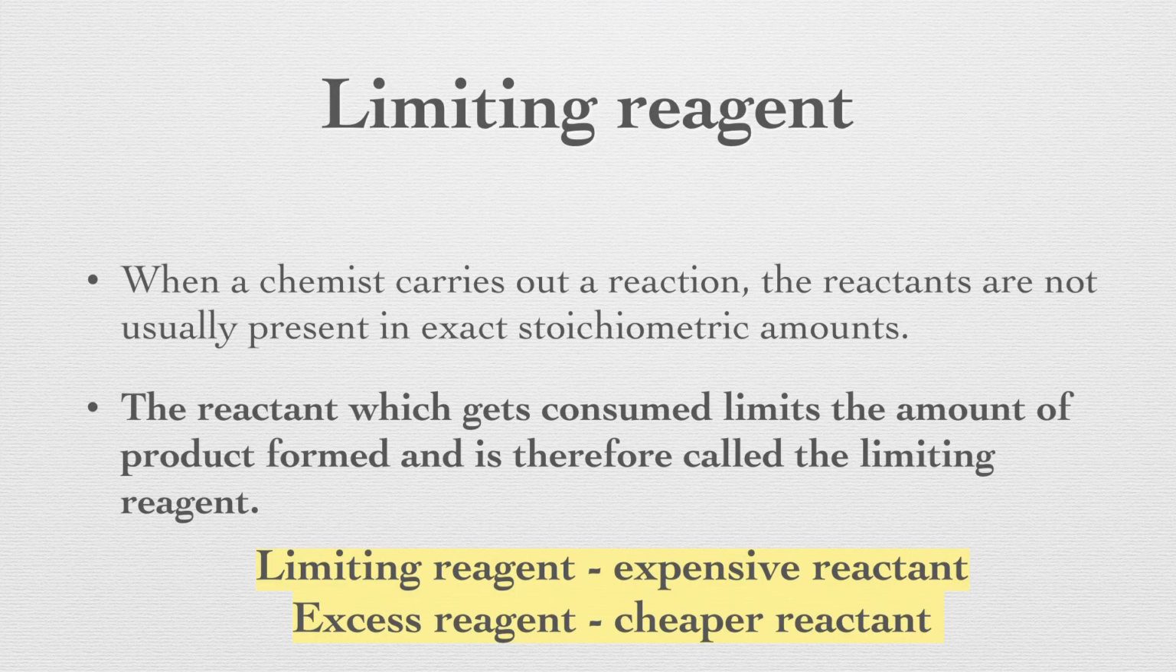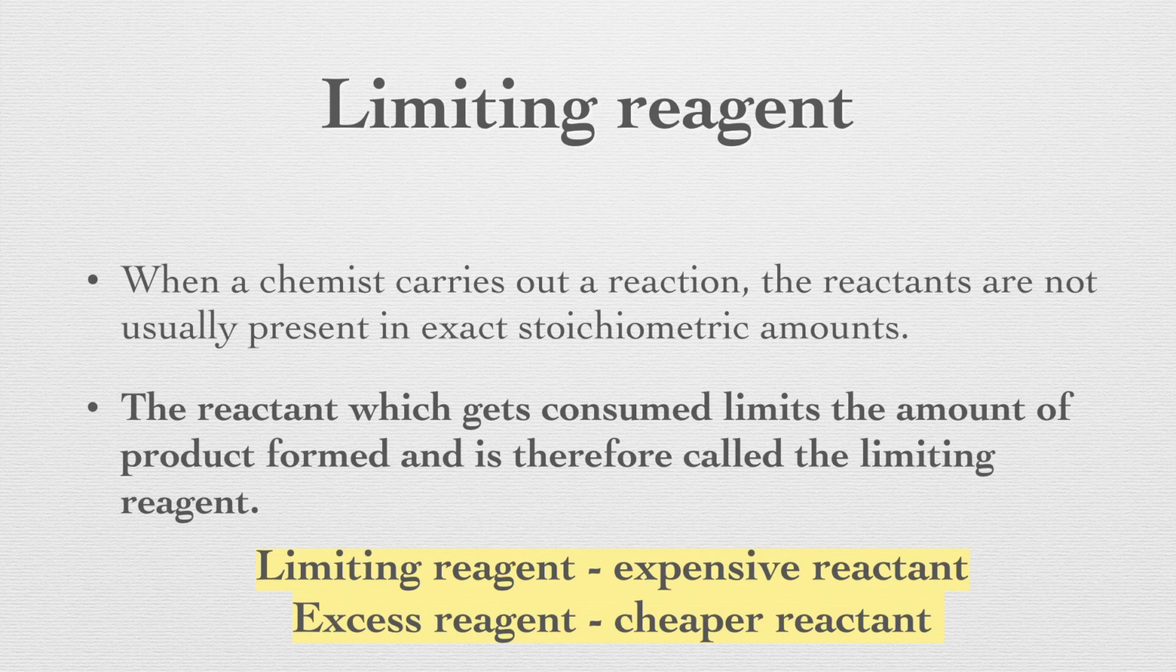Next small topic, limiting reagent. Now there is a limiting reagent and an excess reagent, so you have to understand what that means. For example, a reaction is carried out. When a chemist carries out a reaction, the reactants are not usually present in the exact stoichiometric ratios mentioned in the balanced chemical equation. Once a reaction is written, we write the balanced chemical equation, so we know the exact number of moles to take. But normally when we do a reaction, we don't take the exact amount of reactants.